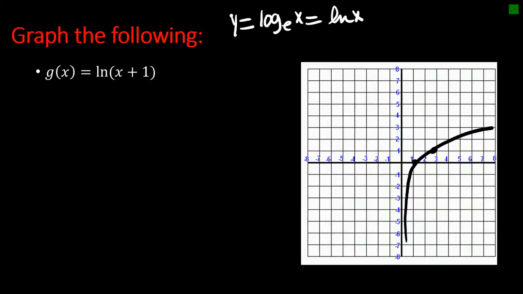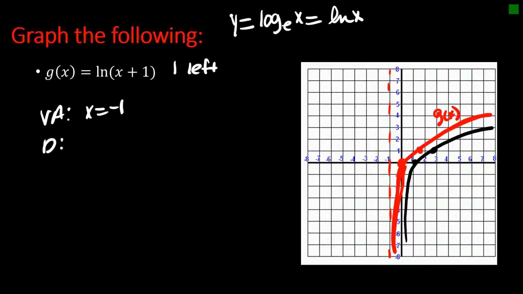So when we look at natural log of x plus 1, this shifts the graph 1 unit to the left. So what happens is our vertical asymptote moves over 1 unit. This moves over 1 unit, and this moves over 1 unit. So this is the graph of our g of x. So our vertical asymptote is now x equals negative 1. Our domain will change to negative 1 to infinity, and our range will be negative infinity to infinity.